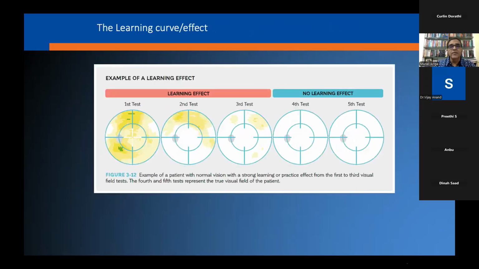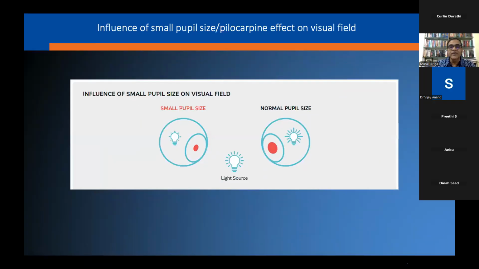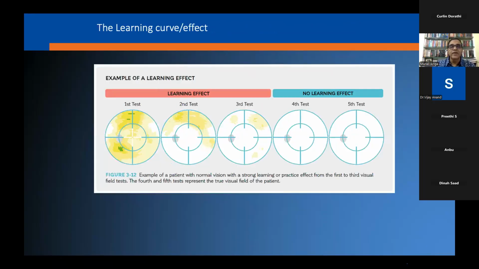Some patients are on pilocarpine, so you will find a pilocarpine effect can cause a constricted field with decreased thresholds. Dilate such pupils, provided there is no contraindication to dilating the patient. Then there is the learning effect. All of us do these tests with some anxiety, so we don't know how to sit and what kind of response we have to give. The patient has to be doing the test, and all of us have difficulty. It's a very uncomfortable test, basically.